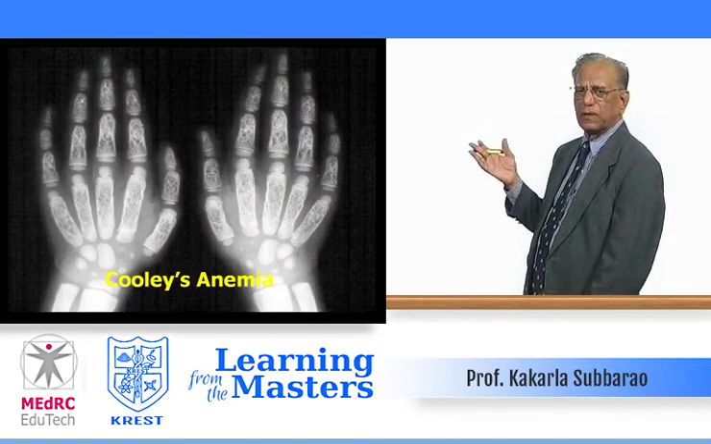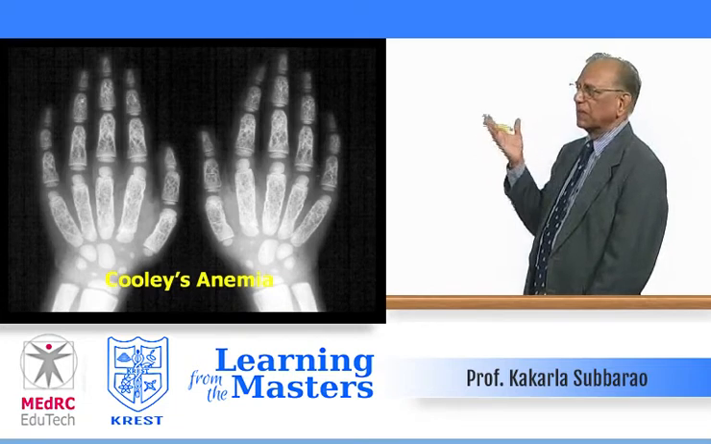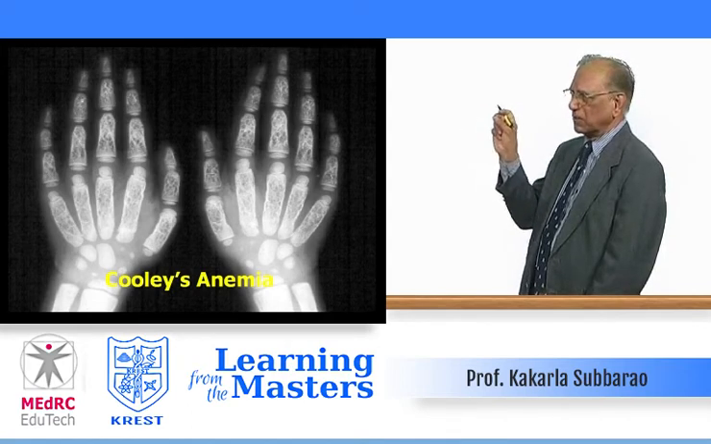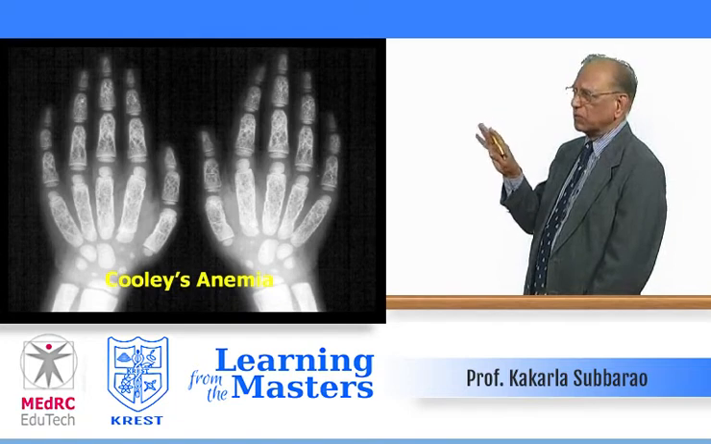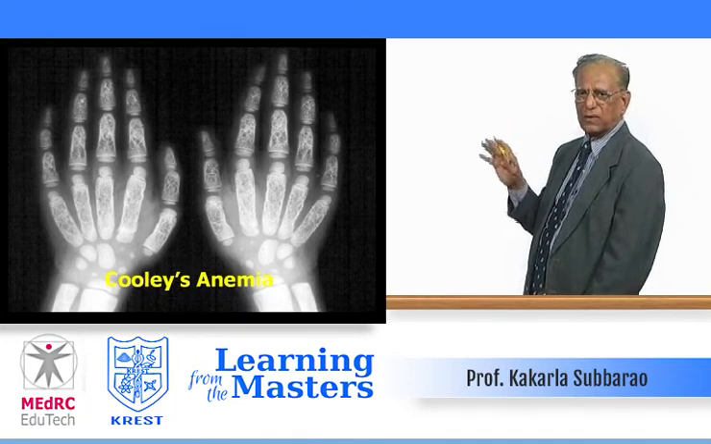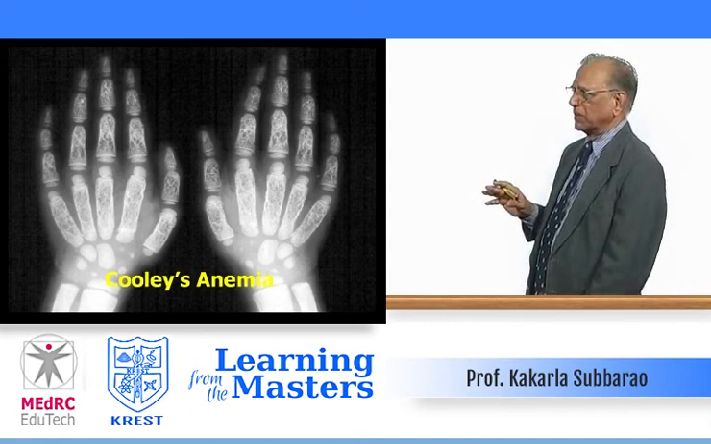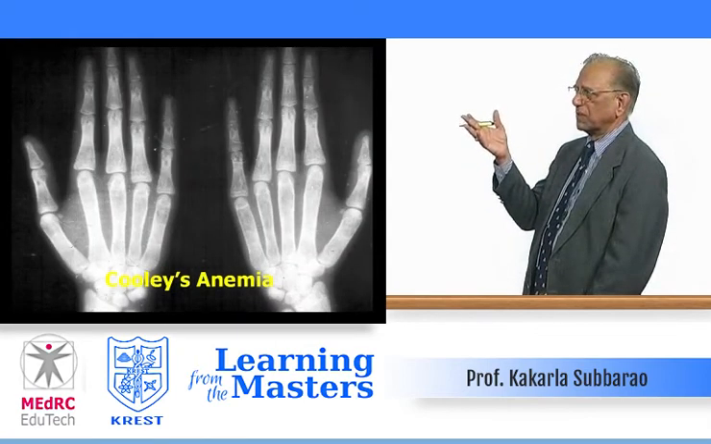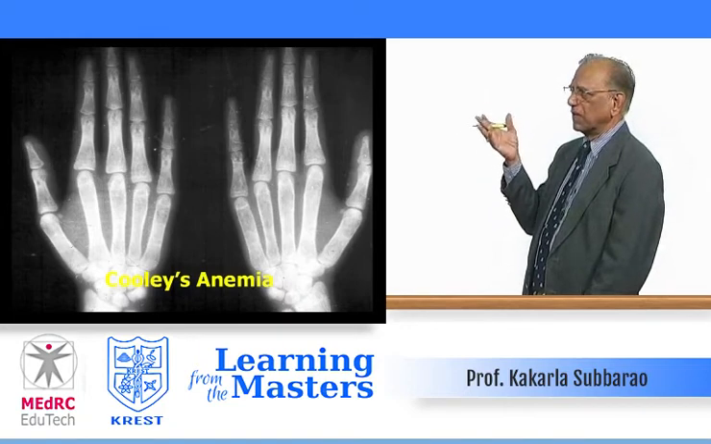Cooley's anemia or Mediterranean anemia, classical example of hypermedullosis, in the sense hypertrophy of the bone marrow. That's why there is a bulge of the metacarpals and phalanges, and there is a mosaic type of appearance of the trabeculae. That is classical of thalassemia or Cooley's anemia. Another example, severe example of Cooley's anemia, diffuse lucency and mosaic appearance.